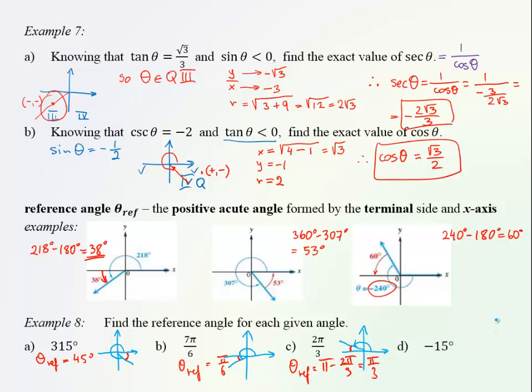And finally, negative 15 degrees. So that's somewhere in the fourth quadrant. The acute angle is just 15. Remember, the reference angle is always positive. So it's 15 degrees in this case.